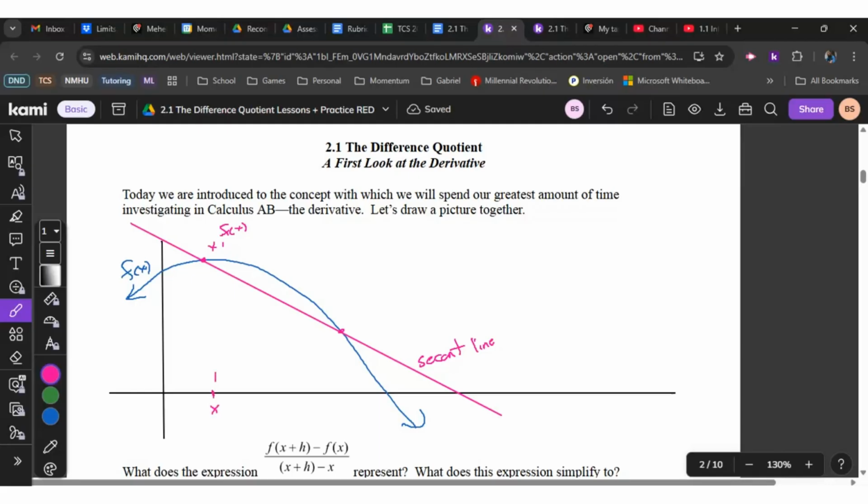Now, what if I made this fictitious distance here h? Then what would this point here be? x plus h. Which would make this point x plus h, comma, f of x plus h. Think about it. All we did, we always write our points x comma y, so x, f of x. Down here, my x is x plus h.